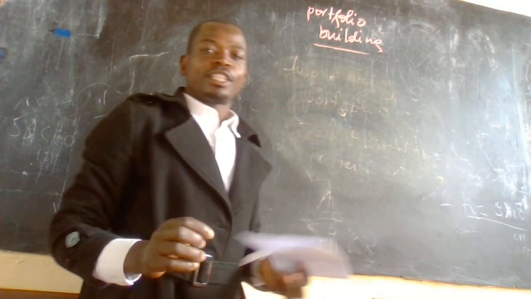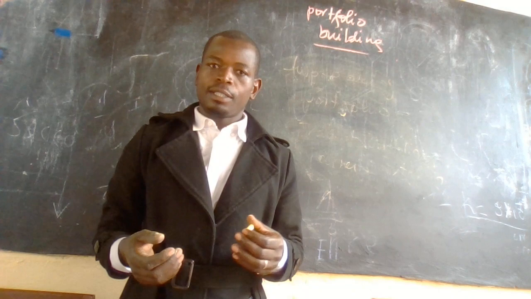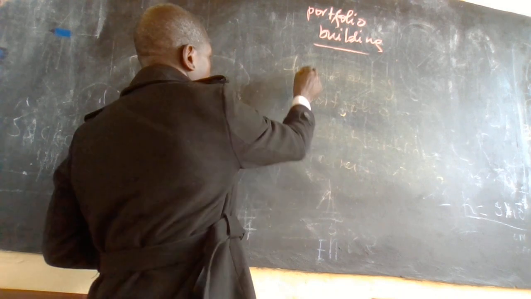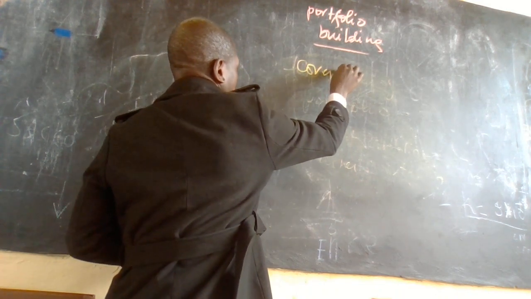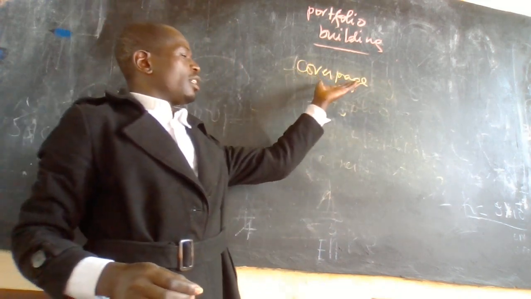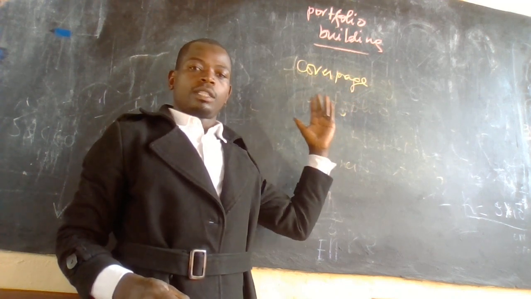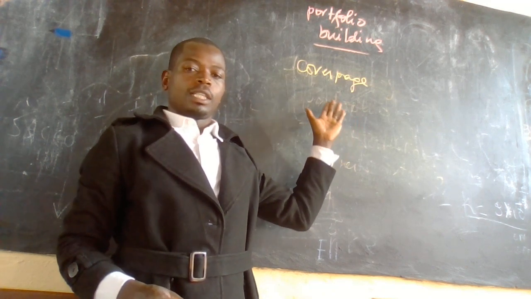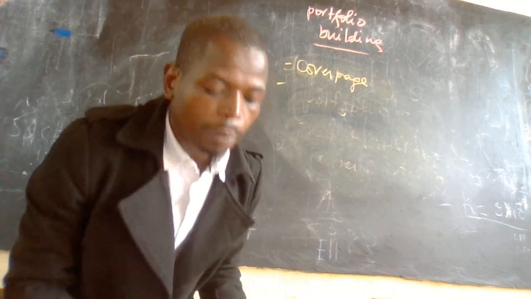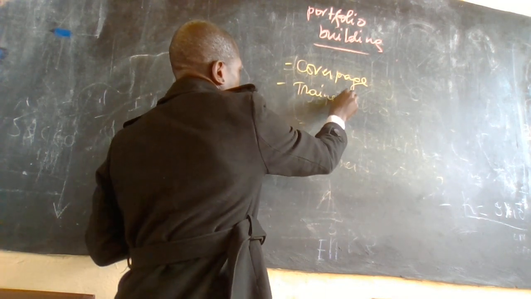Now we are going to see the elements which might be included in a trainee's portfolio. First, we have a cover page. It shows the details of the trainee, for example, sector, trade, qualification title, and names. The second one is the trainee profile.